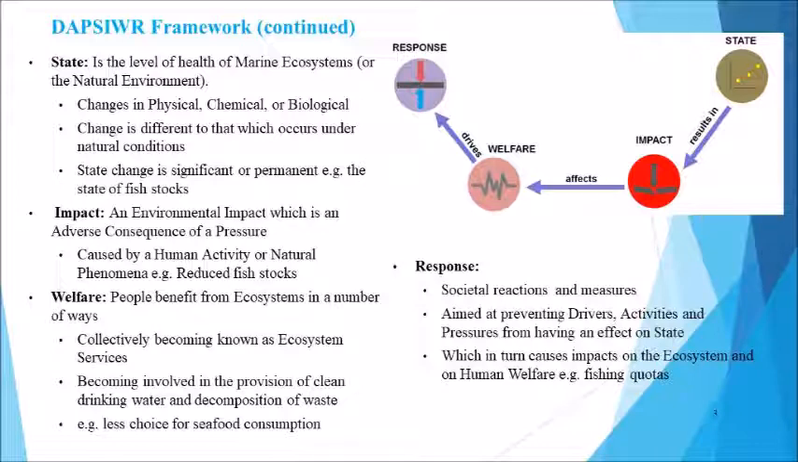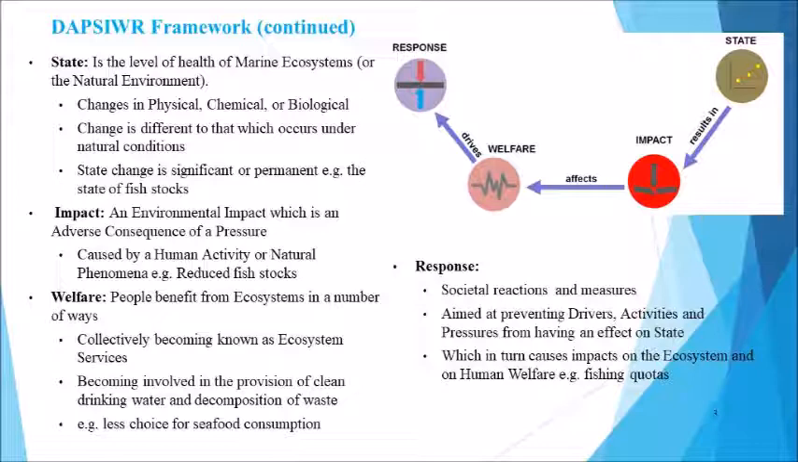So the welfare element of the DAPSR framework, people benefit from ecosystems in a number of ways, and the ways people are benefiting from ecosystems is collectively becoming known as ecosystem services. So the ecosystem services are becoming involved in things like the provision of clean drinking water and the decomposition of waste. So an example of a welfare element in the DAPSR framework would be less choice for seafood consumption.